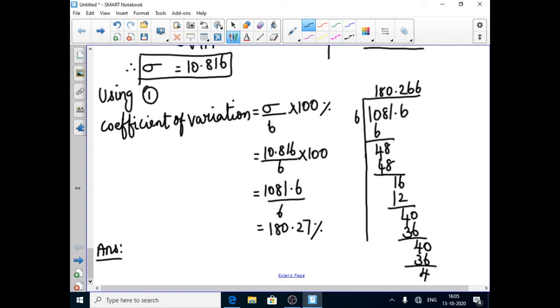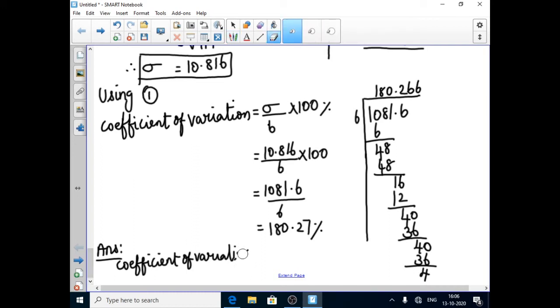So the answer: coefficient of variation is equal to 180.27%.